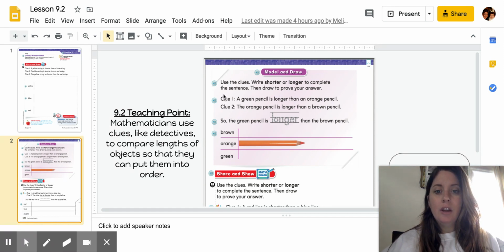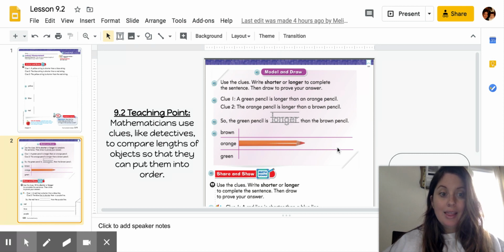All right, let me read the first clue. Clue 1. A green pencil is longer than an orange pencil. Okay, where's the word green? Here's green. And here's my orange pencil. So the green is not drawn yet. That's going to be my job to do.